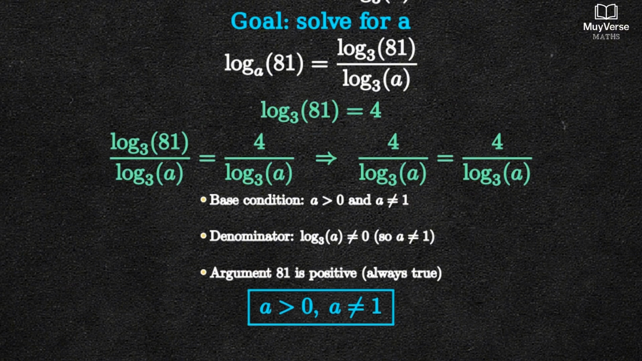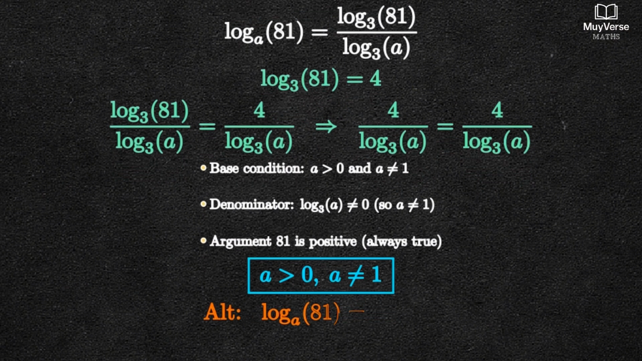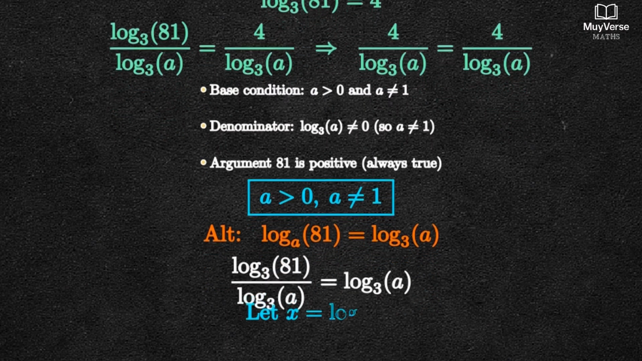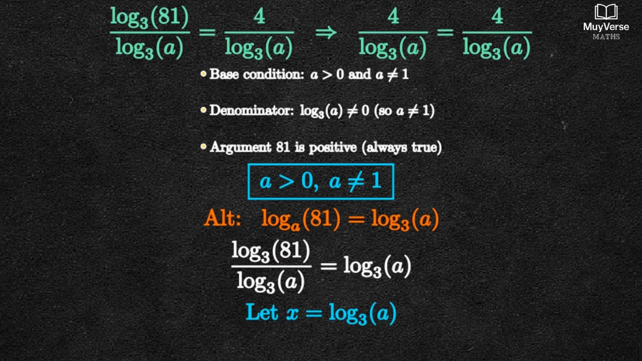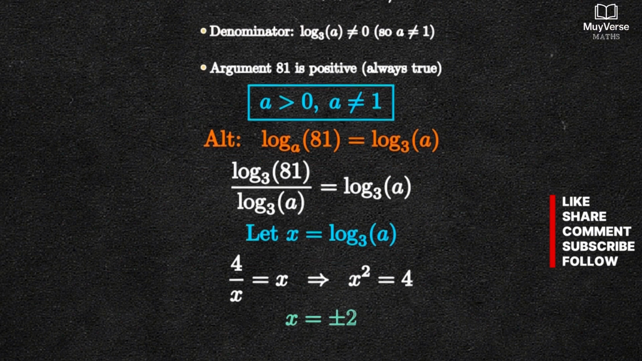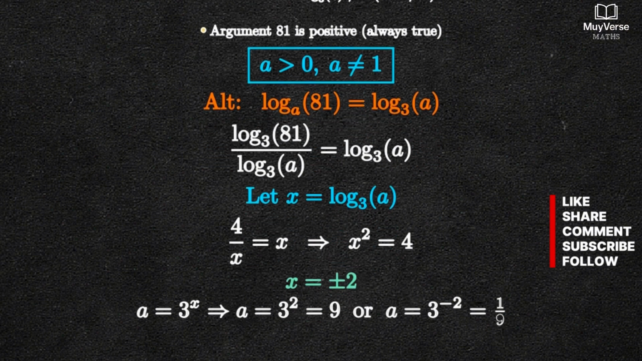Let's also solve that quickly. Use change of base again. Let x equal log base 3 of a. Then 4 over x equals x. Multiply both sides by x: x squared equals 4. So x equals plus or minus 2. Convert back to a equals 3 to the x. Thus, a equals 9, or 1 over 9.